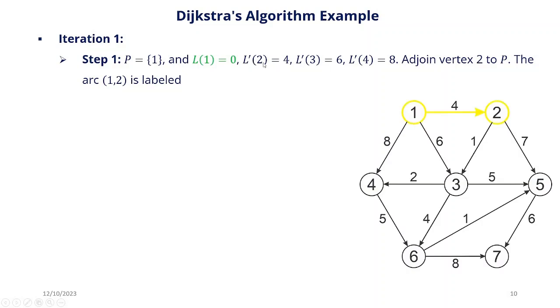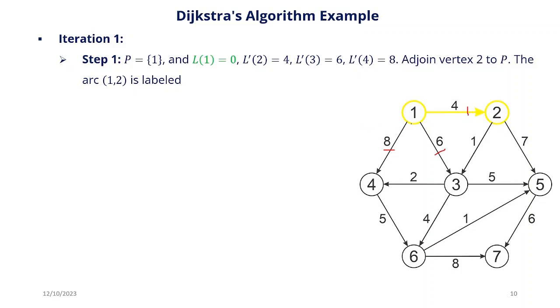So L prime 2 is equal to 4. That is, if we are moving from 1 to 2, the weight is 4. If we are moving from 1 to 3, the weight is 6. We can see it from the graph here. If we are moving from 1 to 4, the weight is 8. So 1 only connects directly to 4, to 3, and to 2. Since there is no link between 1 and 5, 6, 7, the temporary labels for L5, L6, and L7 will be infinity according to the algorithm. So only one arc from 1 to 2, and that is 4.